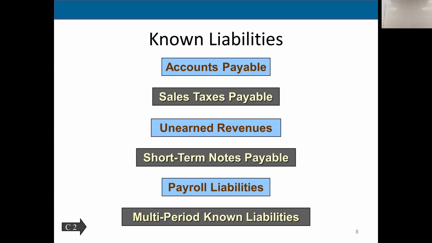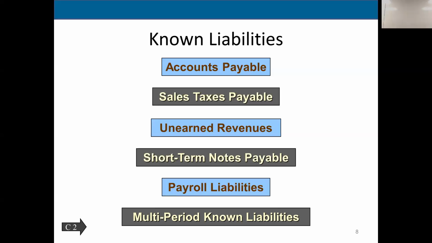All right, multi-period known liabilities. These would just be ones that would extend for multiple operating cycles or multiple years. So we're looking for the word payable, unearned. Obviously, if it has liability in the description, we think of it as a liability, but we'll look more at payroll liabilities.